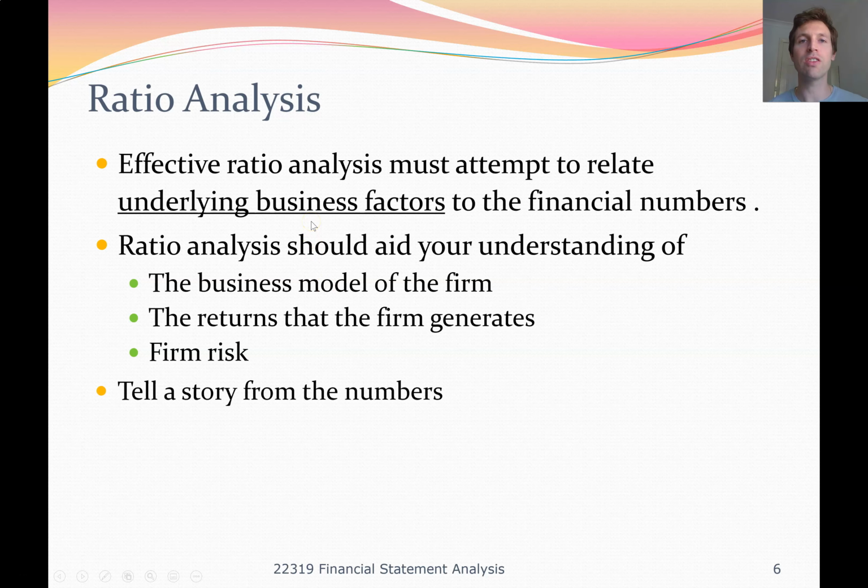When students do their assignments and they calculate ratios, one of the most common mistakes they make is they just tell me the profit margin this year went up from 3% to 4%, and they leave it at that. They don't tell me why the profit margin went up.